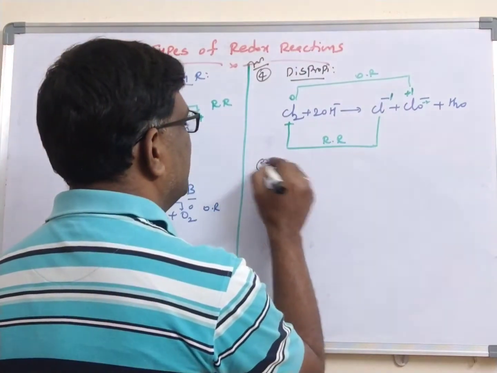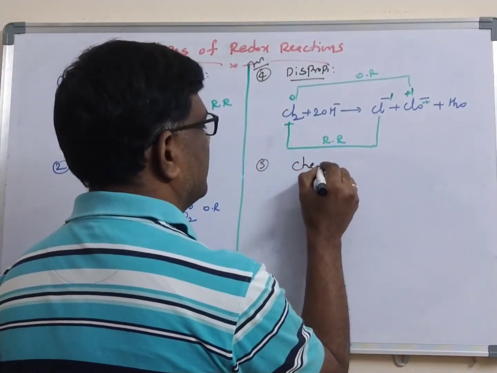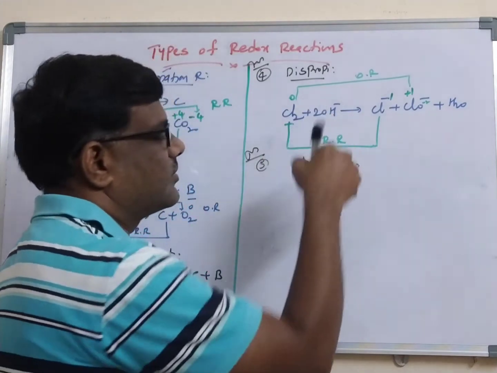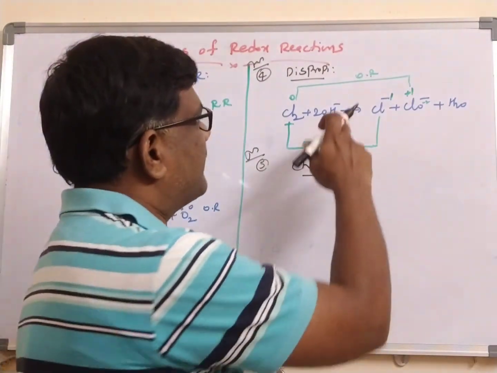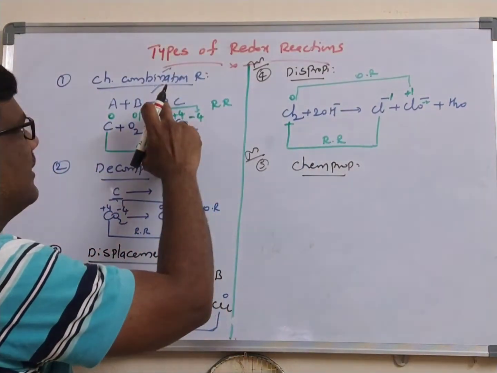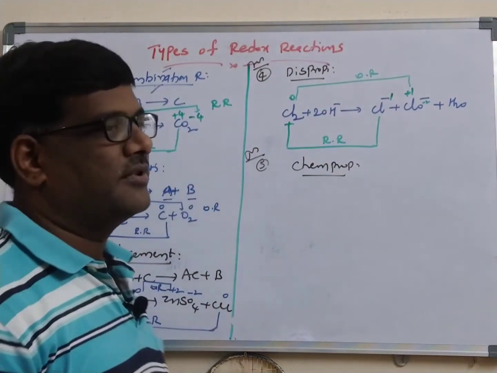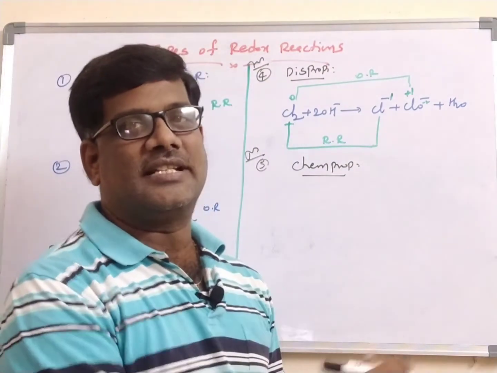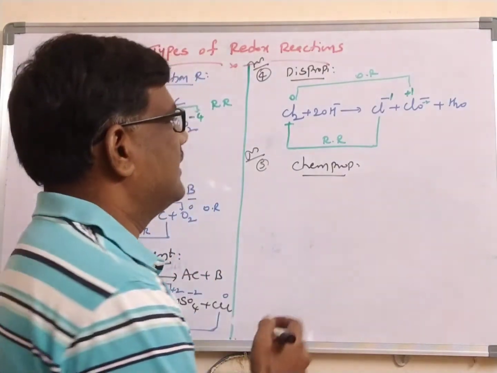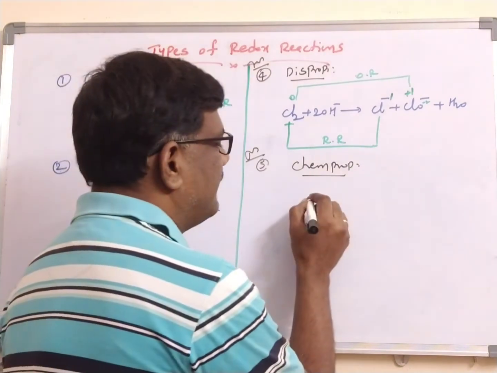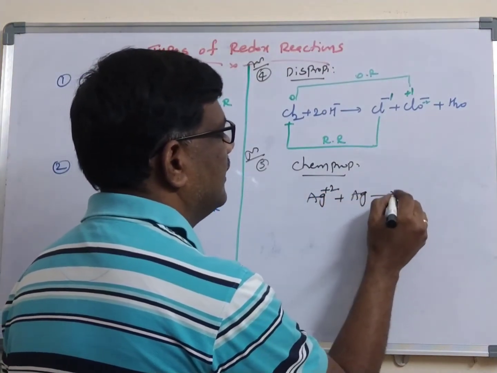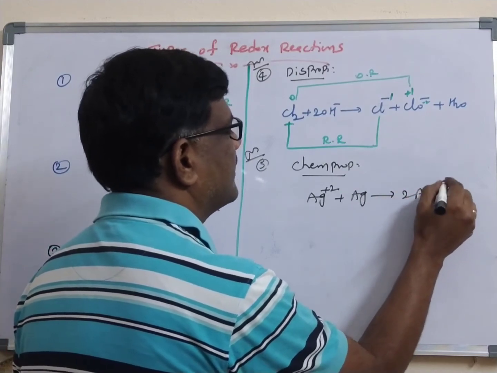Fifth and last, the comproportionation reaction. It is also very important. These two are very important. Disproportionation and comproportionation are the reverse of each other. Just like chemical combination and decomposition, disproportionation and comproportionation are exactly reverse processes. Let us take it: what is comproportionation? I will take one example: Ag +2 and Ag 0 convert into 2 Ag +1.